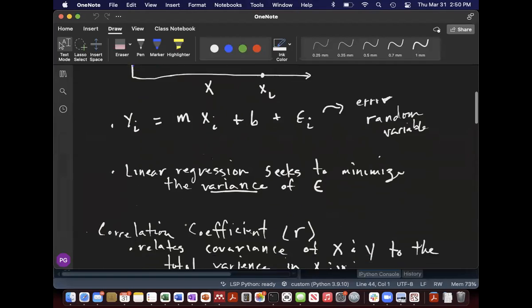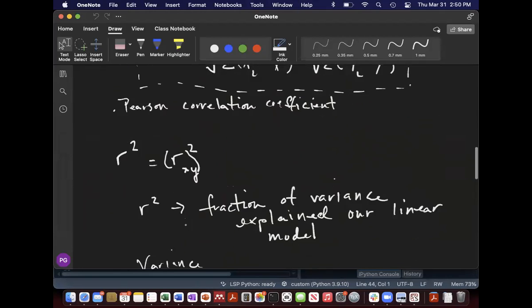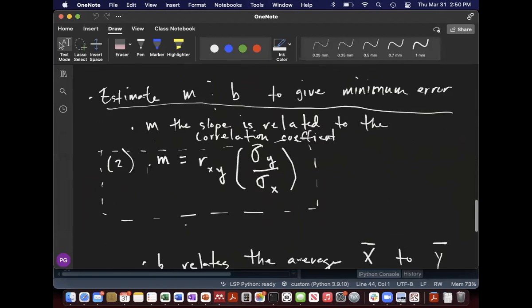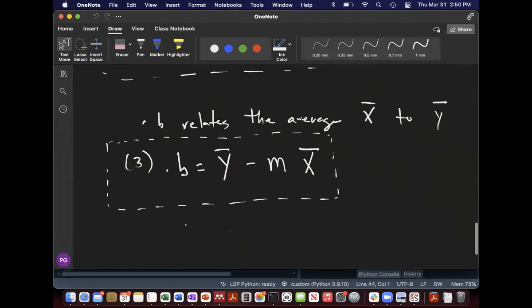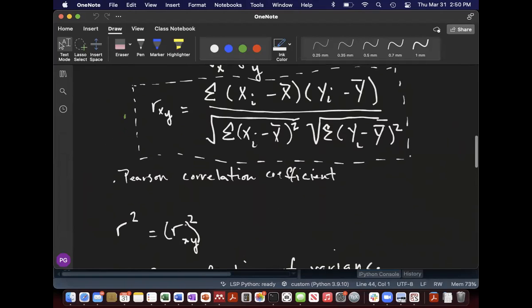The equations are, first we need to calculate the correlation coefficient. Then we need to calculate M, and then we need to calculate B. Actually, I'll help you calculate the correlation coefficient because I want to show you how easy this equation is in Python.